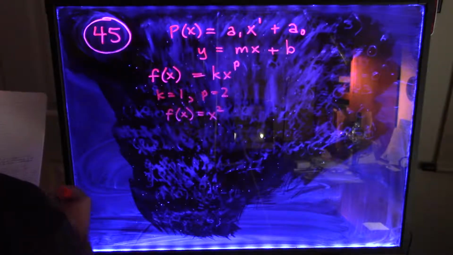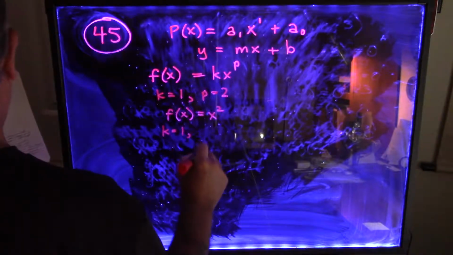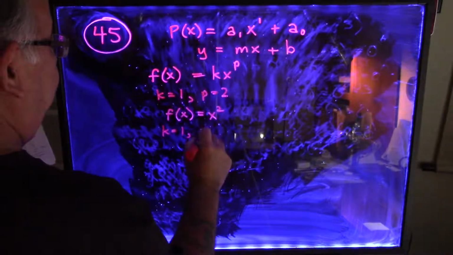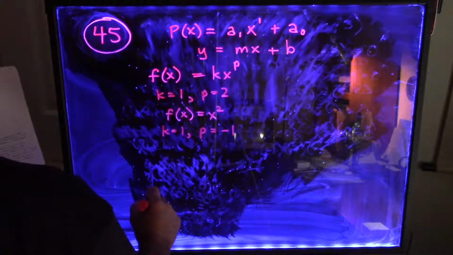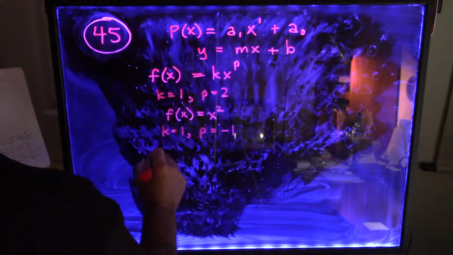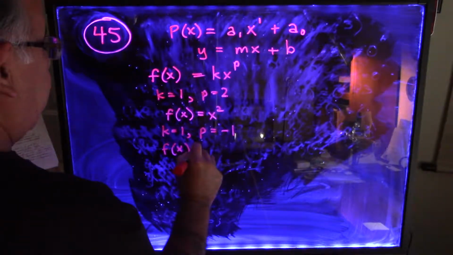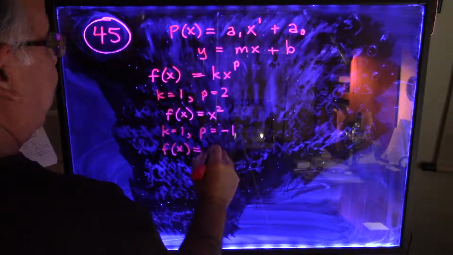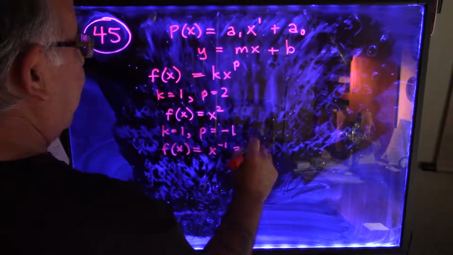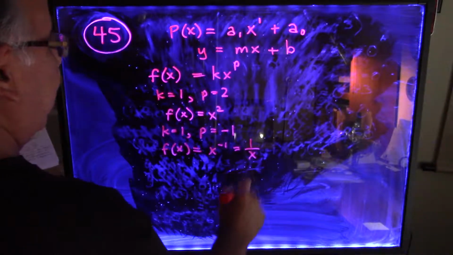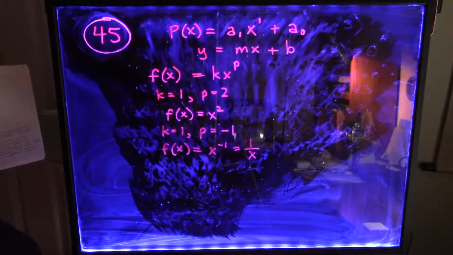Okay, but if, let's say, k equals 1 and p equals -1, what we have then is f of x equals 1x to the -1, or just x to the -1, which is the same as 1 over x. All right, and that is not a polynomial function.